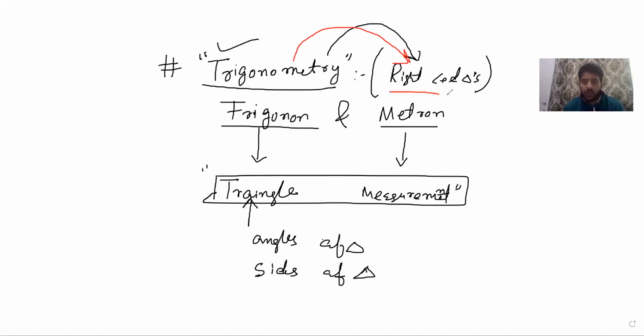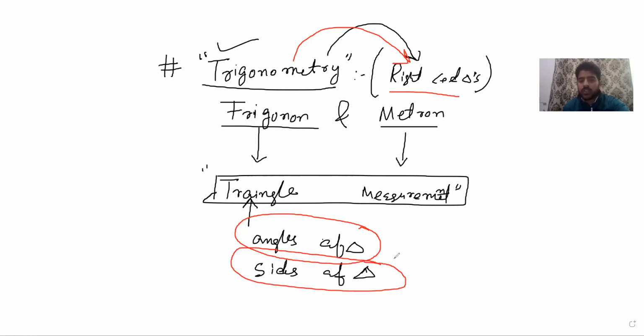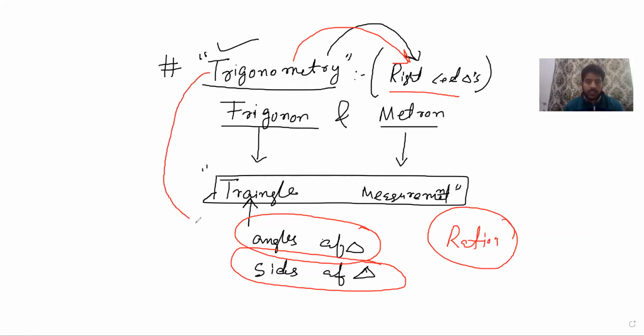So in those right angled triangles, we can either find the angles of that triangle, or we can find the sides of the triangle by using certain ratios. So this is the brief introduction about trigonometry. So we have to deal with the measurement of angles or sides of a right angled triangle. So coming to the trigonometric ratios.